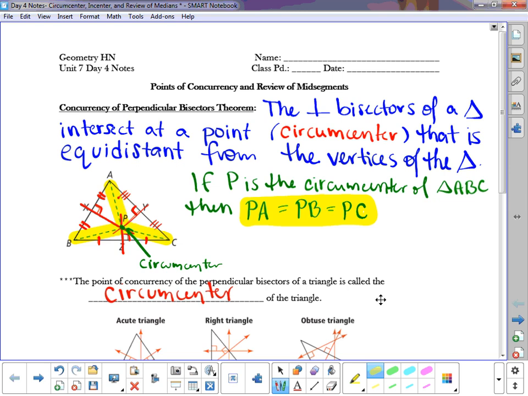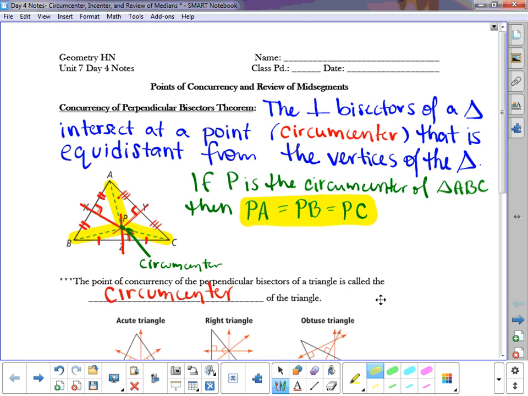Notice, I only have information that the circumcenter is the same distance from the vertices. I don't know that it's the same distance from the sides. In fact, if we look at this picture, it's pretty clear that this distance is not the same. But no matter what type of triangle I have, in any triangle, your circumcenter will be the same distance from each of the vertices. That's your big takeaway with our theorem here.